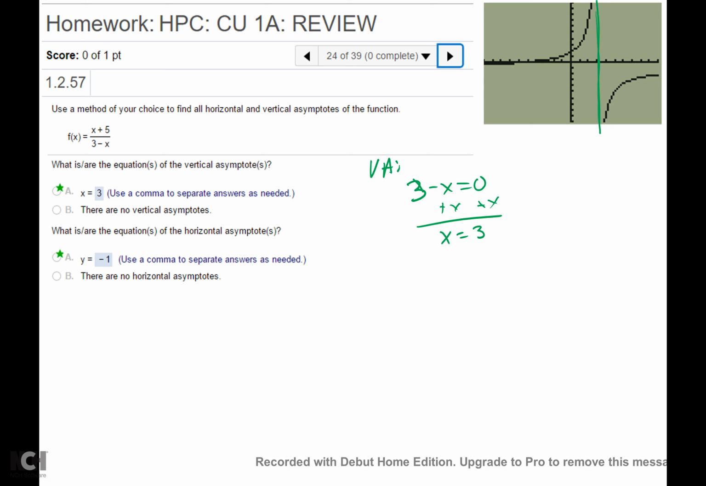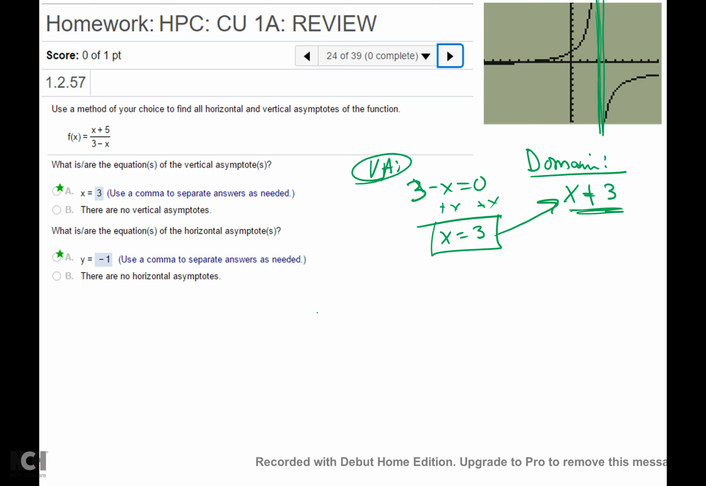Now everybody says, but Miss, x can equal 3. You're right. If you're finding domain, we're talking about two different things that are very closely related. If you're talking about domain, you're saying x can't equal 3. If you're talking about vertical asymptotes, that's why there's an asymptote there, because x can't be 3 in the function. So when x is 3, that's when you get that vertical asymptote. Notice, at 3, there's no graph. It jumps over 3 because x can't be 3.